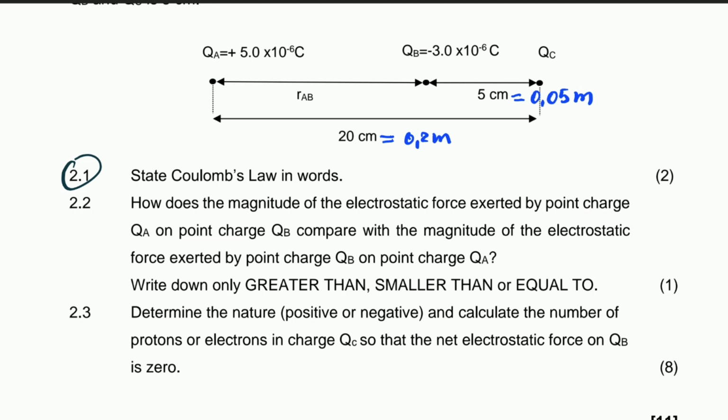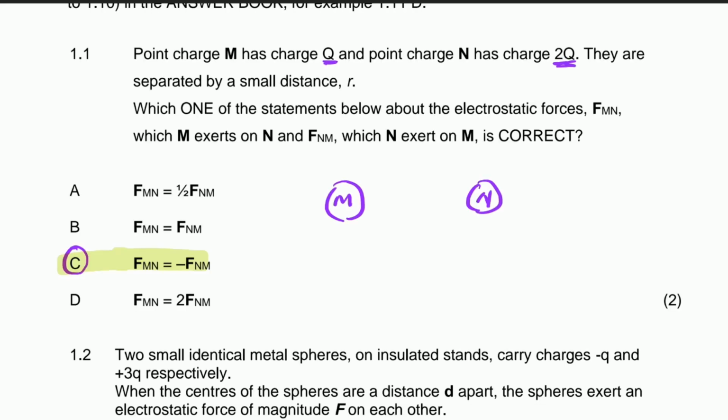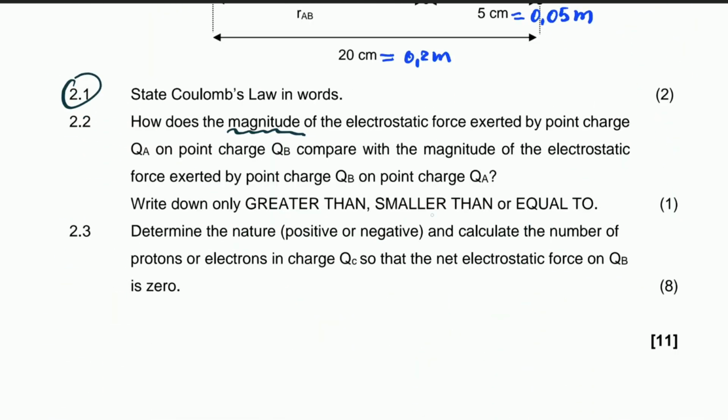Question 2.2. How does the magnitude of the electrostatic force exerted by point charge QA on point charge QB compare with the magnitude of the electrostatic force exerted by point charge QB on point charge QA? We are talking about magnitude, so no direction needed. If we go back to the very first question of this test, here is a similar one, but they ask for the force in all terms. So the magnitude will be equal to, this is the correct answer for that specific question there. And that, guys, is the answer for question 2.2.